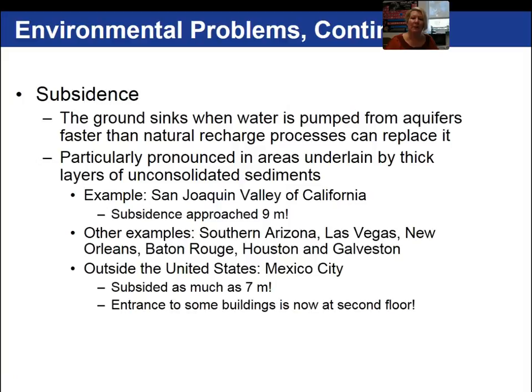Subsidence is another environmental problem with overpumping of aquifers. A good example of this is in the San Joaquin Valley of California, where the subsidence has approached 9 meters. Subsidence generally occurs in areas where the water has been extracted from unconsolidated sediments. There is no water to hold those pore spaces open anymore, and the overlying weight of the material on top simply closes the pore spaces up. There is no way to reopen those pore spaces.